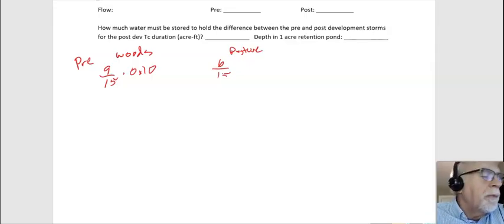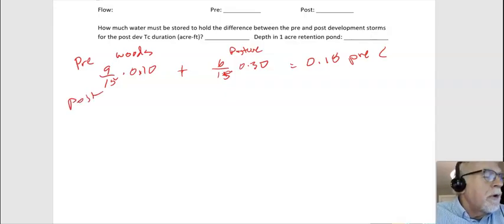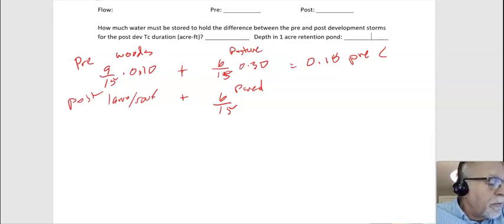I actually got that off a different table than the one below. And for the pasture, which again is 6/15, I'm going to use a 0.30. So the composite, the weighted average of those, is 0.18. That's the pre-development C value. For the post-development, I have the lawn/roof, and then I have the paved. The paved part is going to be 6/15, with the runoff coefficient for the parking lot. We're going to use something like it shows below in that table, 0.85.